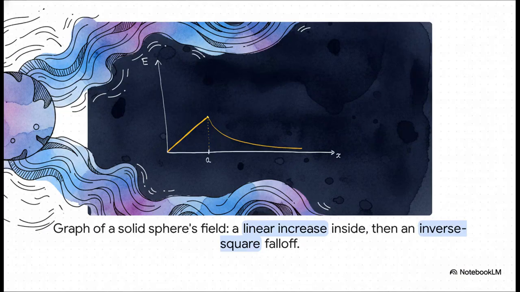And this graph just sums it all up perfectly. On the inside, you see that straight line, linear increase of the field strength as you go from the center out to the surface at radius a. That's where it hits its maximum strength. Then, the instant you cross that surface and go outside, the field starts to drop off, with that classic inverse square law just like a point charge.